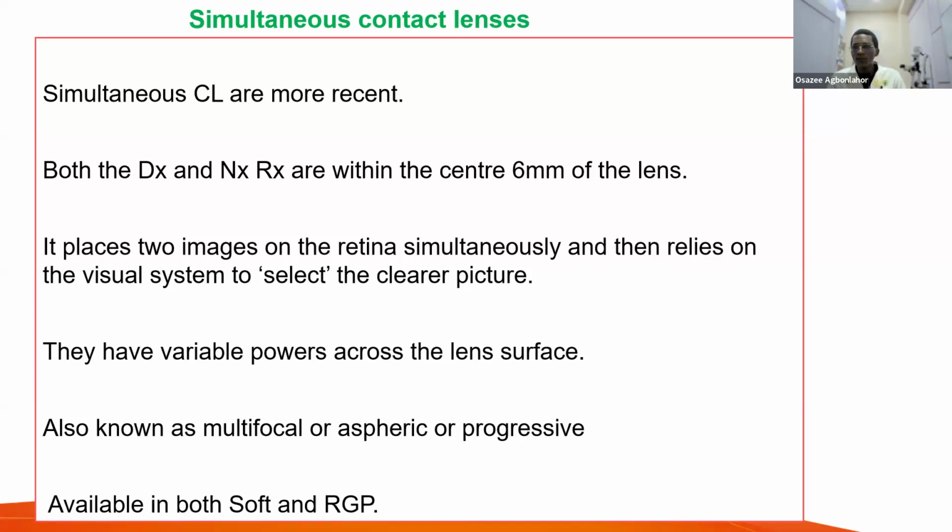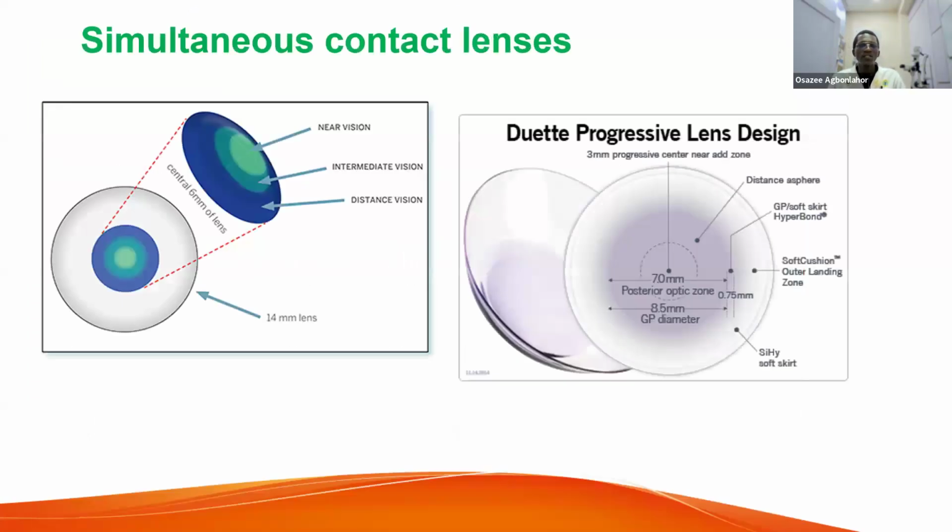This is the idea behind multifocal contact lenses, or bifocal multifocal, to be precise, especially for the simultaneous part, which is most commonly prescribed today. So you have various powers across the lens, and you tell the brain to choose which one will be much clearer for the patient. It also comes in RGP, but it's more common in your soft lenses.